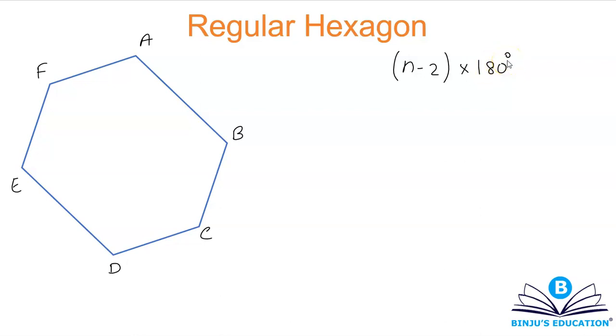The sum of internal angles of any polygon is given by n minus 2 into 180, where n is the number of sides. So it will be 6 minus 2 into 180, which is 4 into 180 degrees, which is equal to 720 degrees. Now since this is a regular hexagon, each internal angle is going to be 720 by 6, which is equal to 120 degrees. So angle A is 120, B is 120, C is 120, D is 120, and so on.